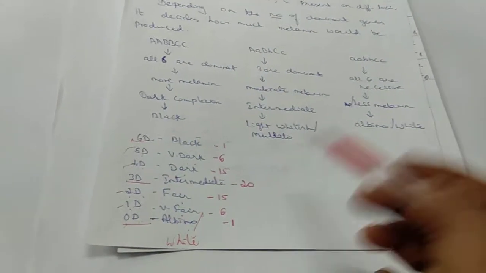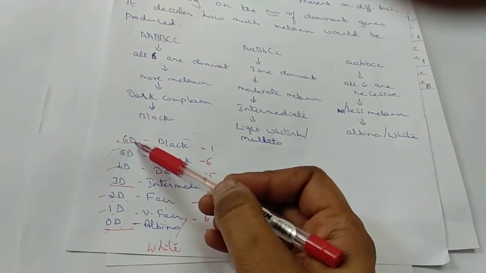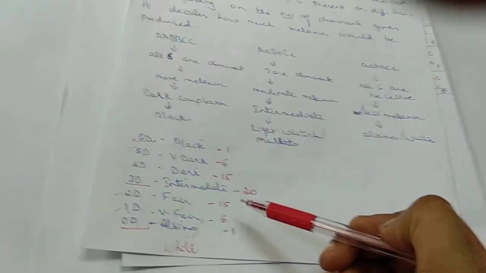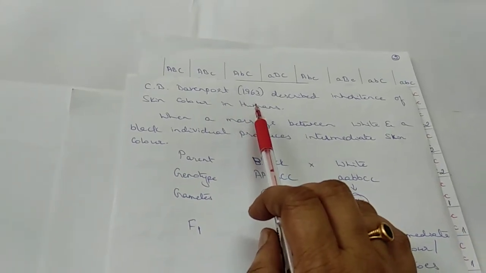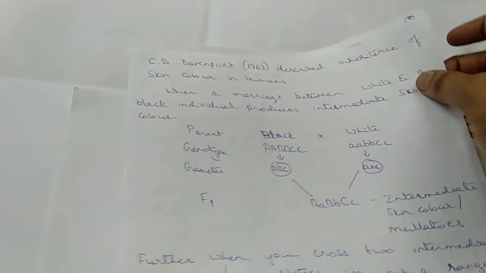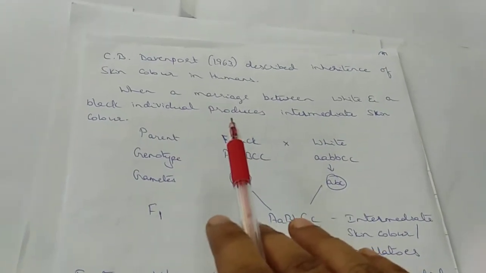So how do we recognize all these things? How are we going to tell that in an individual there are 6 dominant genes, 5 dominant, 3 dominant, or no dominant genes at all? To explain that, let us consider this. C.B. Davenport, a scientist, in the year 1963 described the inheritance of skin color in humans. Now we can take the example.